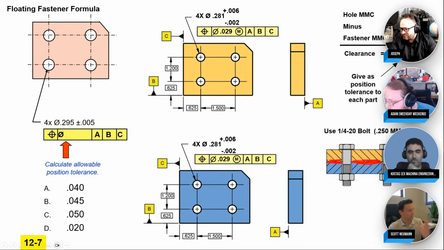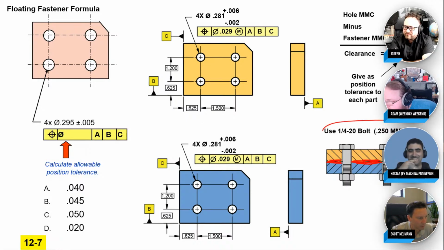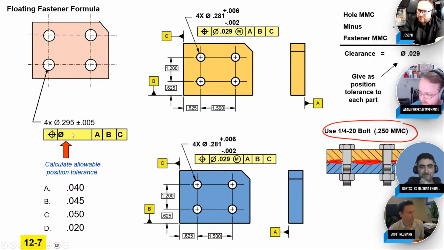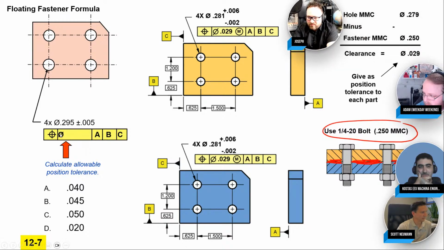Assuming the same datums and the same basic dimensions and everything, the holes in the shim are 295 plus or minus 5. So we need to calculate what position tolerance these holes need to have to make sure it clears and fits through this assembly. Assuming they have the same size bolt, which is 250 MMC, what would be the allowable position tolerance for this set of holes? And I did give you a multiple choice if you want to pull in on that.